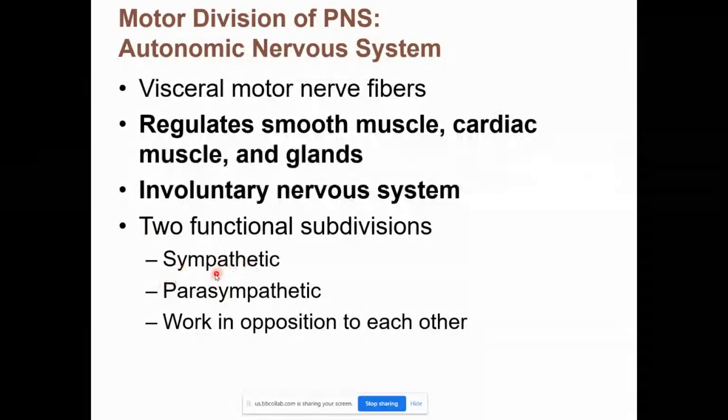Sympathetic is your stress response, where parasympathetic is just your normal working nervous system. You're relaxed, digesting, sitting, reading division. Or sympathetic is, well, there's the S, but think of stress for S, exercise, embarrassment, emergency, excitement, all those E words for the sympathetic division.